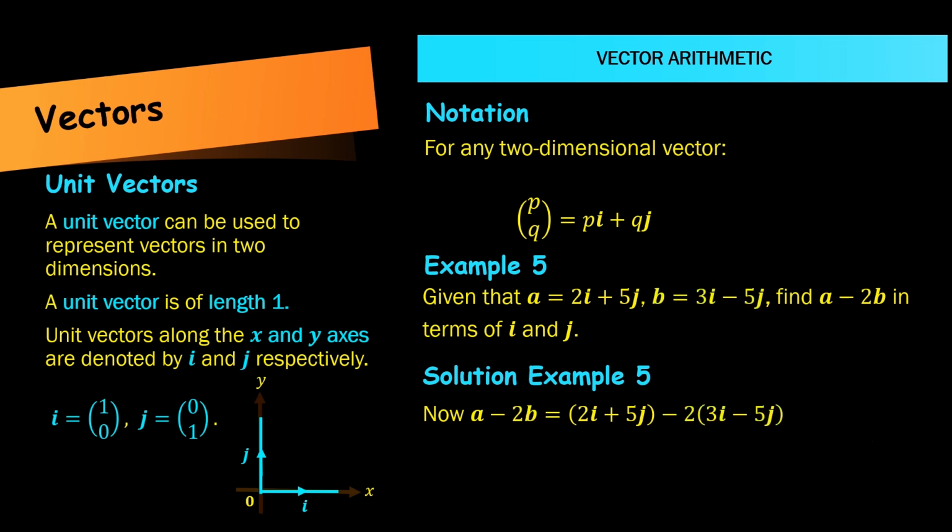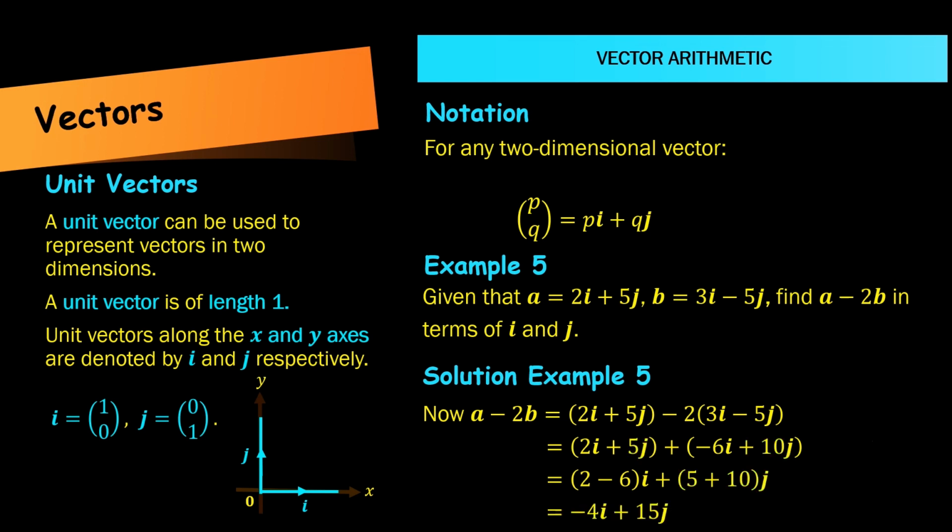So this is equal to a plus minus 2b, as shown. We've expanded the minus 2b. Now collect together the i terms and the j terms. So here are the i terms, 2 minus 6i, and here are the j terms, 5 plus 10j, to give us minus 4i plus 15j.